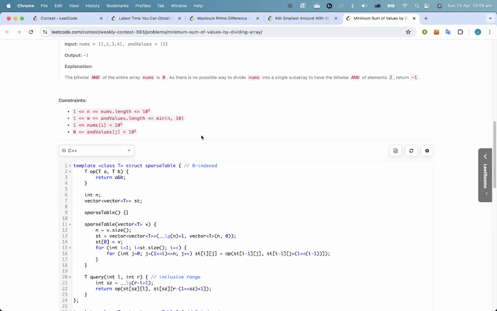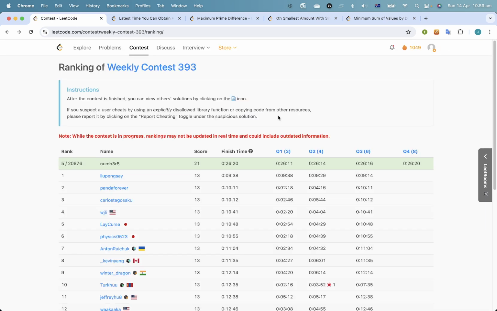Finally, this problem, my code is very messy. Okay, I think I got rank 5. It's not the best.